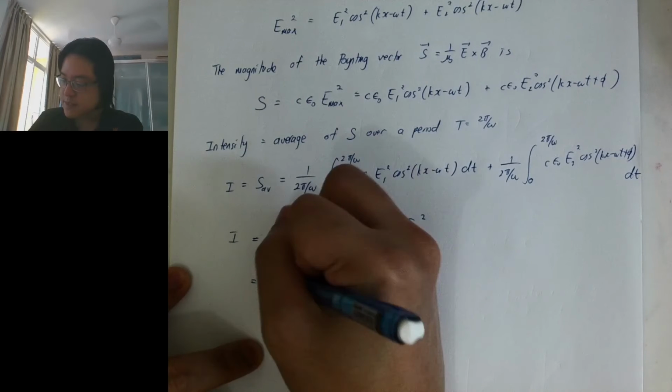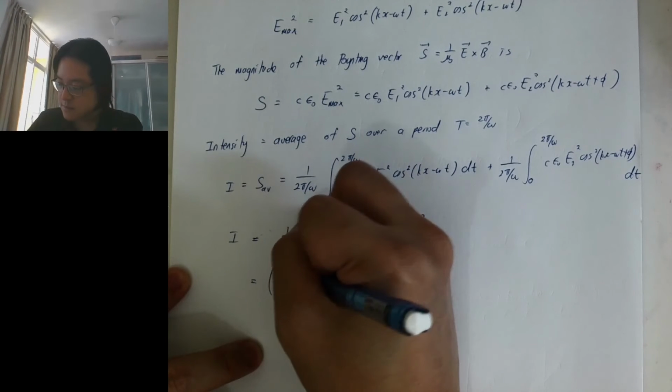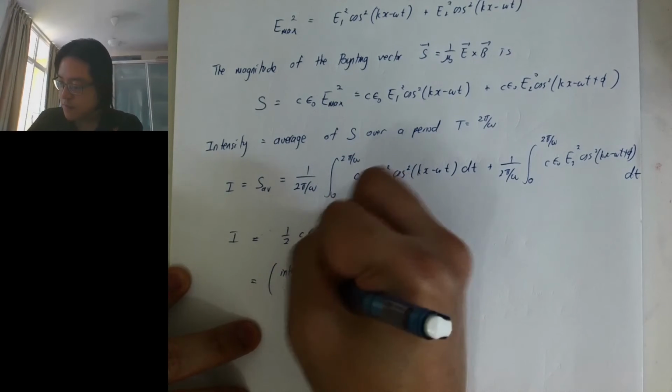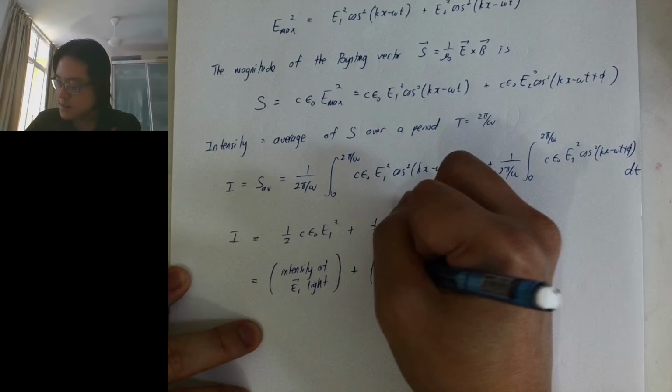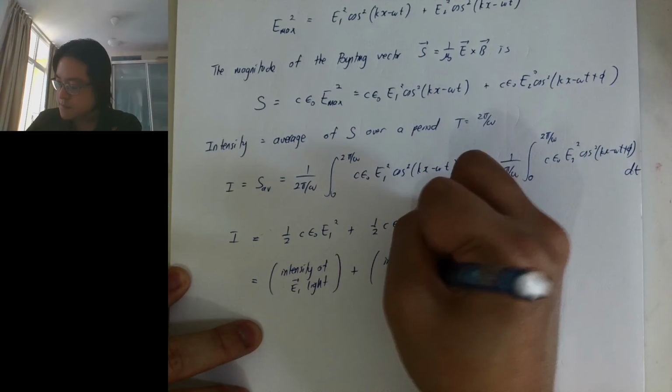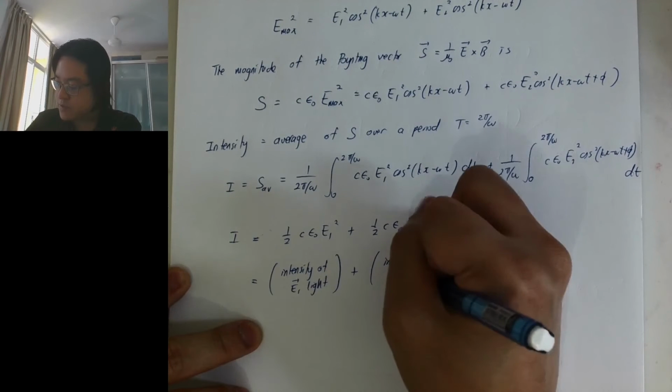Right, so basically this is the intensity of the E1 light plus the intensity of the E2 light.